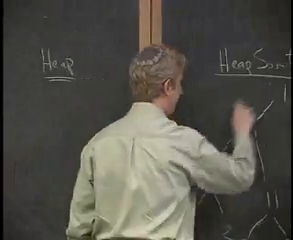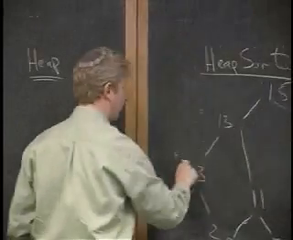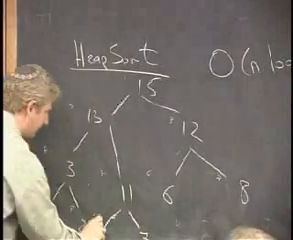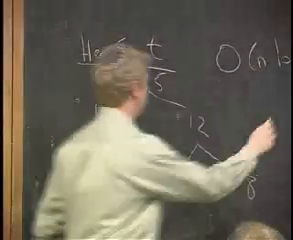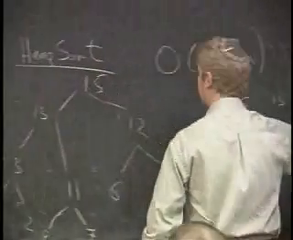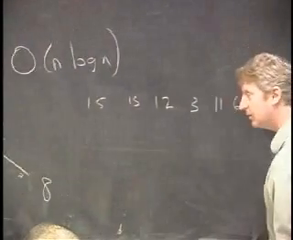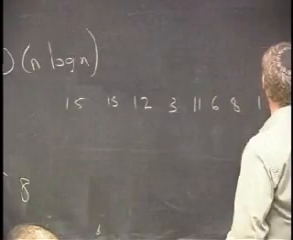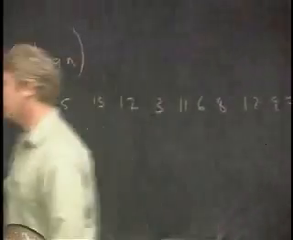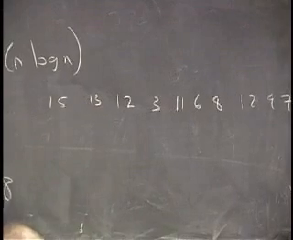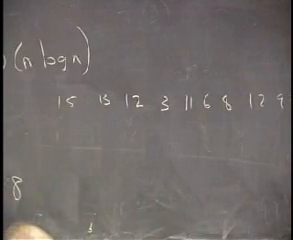This will be the first spot, the second, the third, fourth, fifth, sixth, seventh, 8, 9, 10, 11. It would look like this in an array: 15, 13, 12, 3, 11, 6, 8, 1, 2, 9, 7. That's what the array looks like that stores this heap. This kind of an ordering of a binary tree is called level ordering.